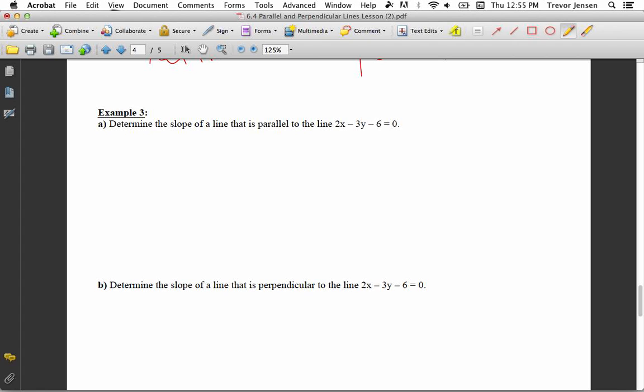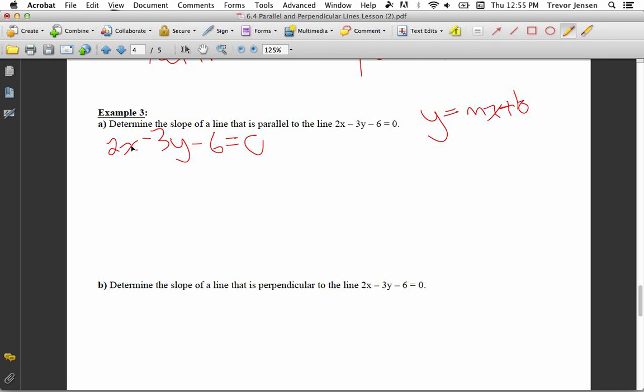Okay, example 3. Determine the slope of a line that is parallel to this line that's given here. Now this line is given to you in standard form, so we can't tell the slope just by looking at this line. So what we want to do is rearrange this equation into y equals mx plus b form so we can figure out what the slope of this line actually is. So let's rearrange it. I'll just rewrite it here: 2x minus 3y minus 6 equals 0. I want it to look like y equals mx plus b, okay? So I need to get y by itself on the left, and move the term with the x and the constant term to the right.